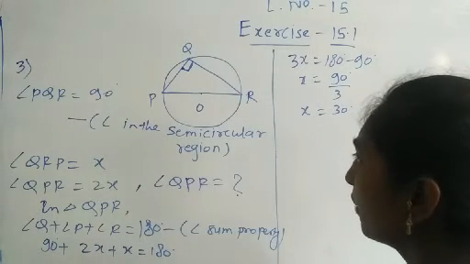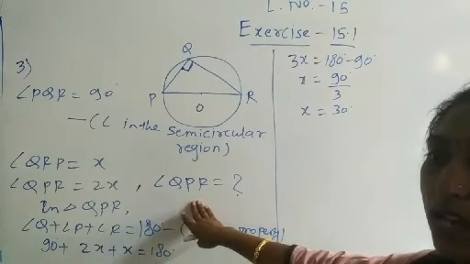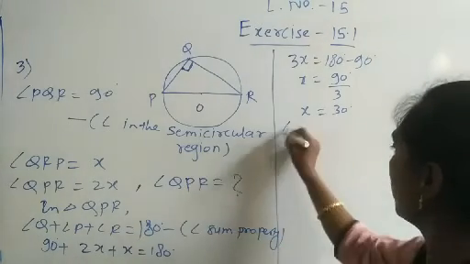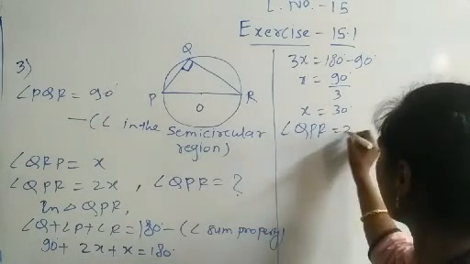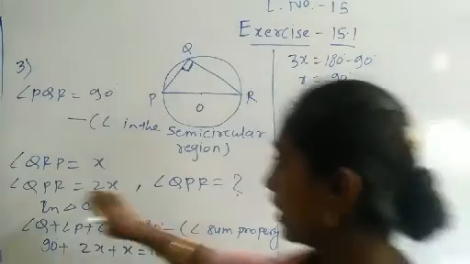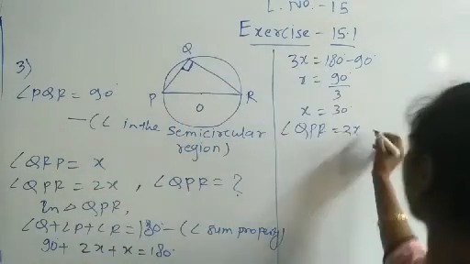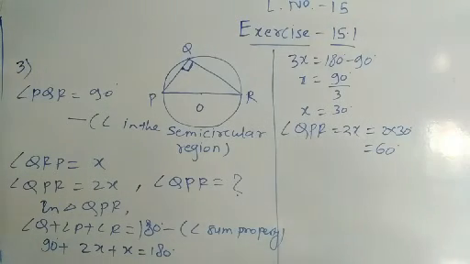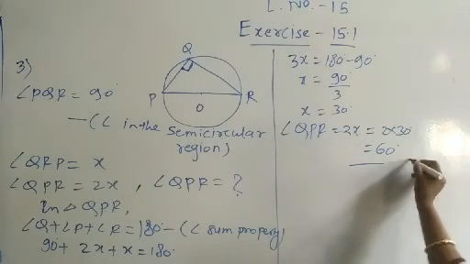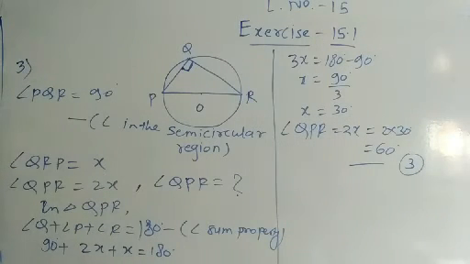But what do we have to find out in this question? We have to find angle QPR. Angle QPR is twice angle QRP. So 2 multiplied by 30 is equal to 60 degrees. Option number three is the one you can choose. Okay, and now we move to the next example, the fourth one.